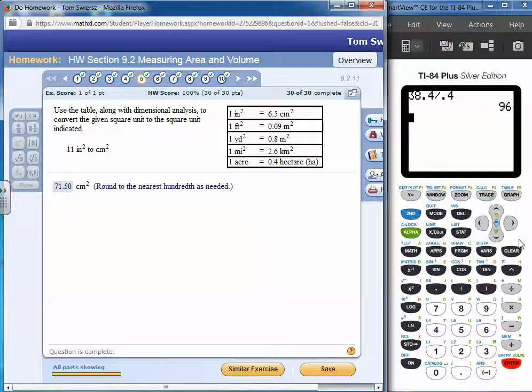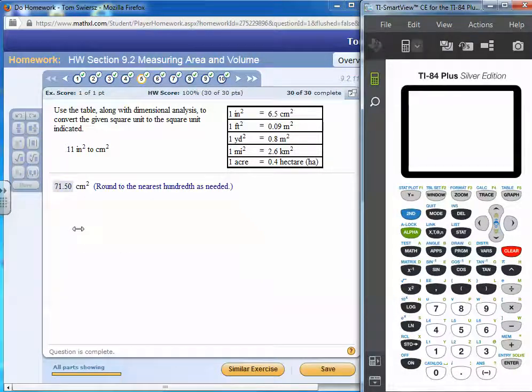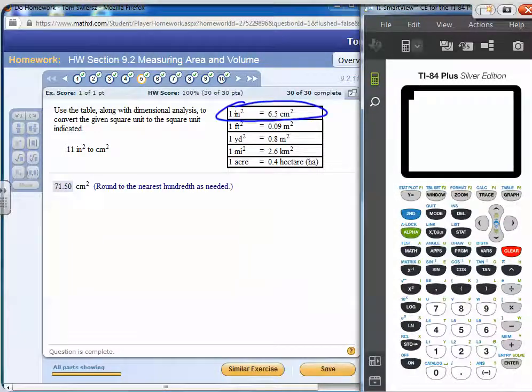Very good. Number 5, 11 square inches to square centimeters. Again, square inches to square centimeters, we have a conversion right here. 1 square inch is 6.5 square centimeters.